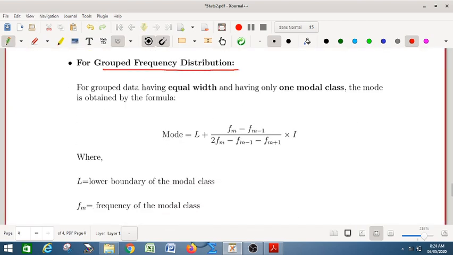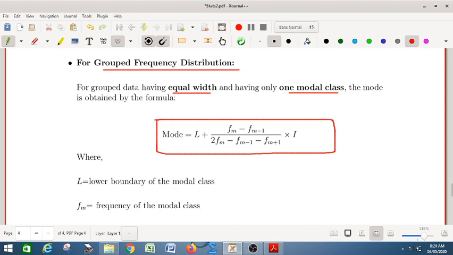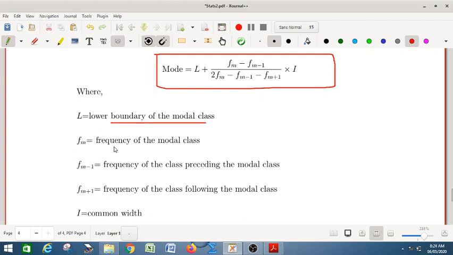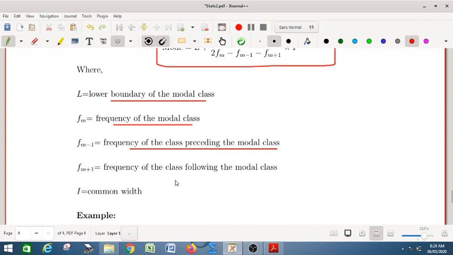Now for a group frequency distribution, there is a formula for group data, provided that it is of equal width and has one modal class. This is the restriction on applying this formula. The mode formula is: L plus (FM minus F(M-1)) divided by (2FM minus F(M-1) minus F(M+1)) into I. L is the lower boundary of the modal class, FM is the frequency of the modal class, F(M-1) is the frequency of the class preceding the modal class, F(M+1) is the frequency of the class following the modal class, and I is the common width. This is the explanation of the symbols used.